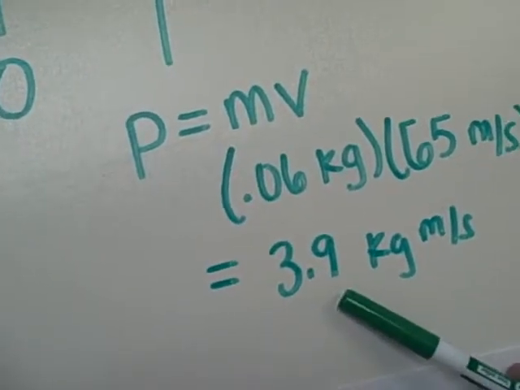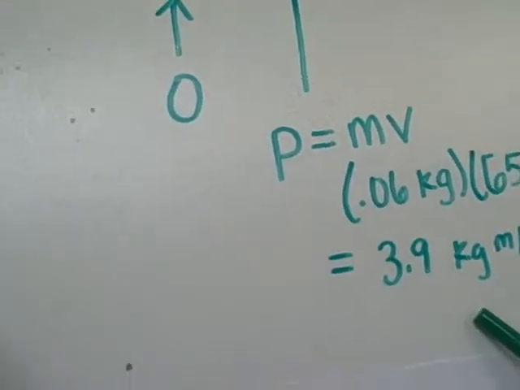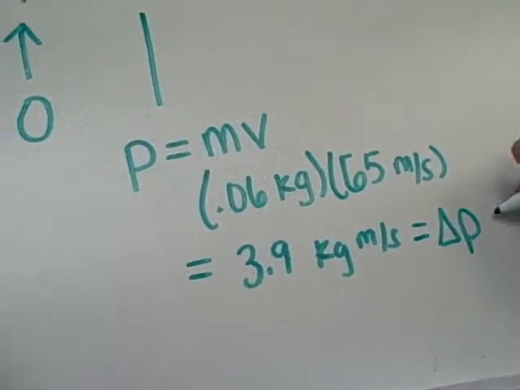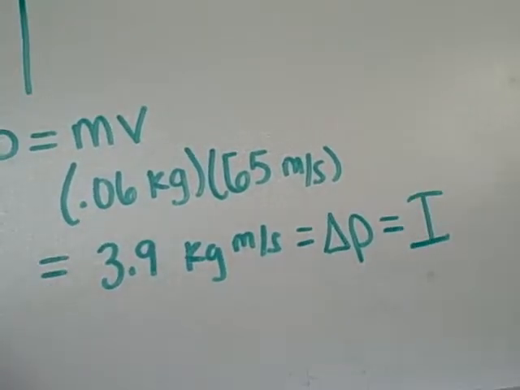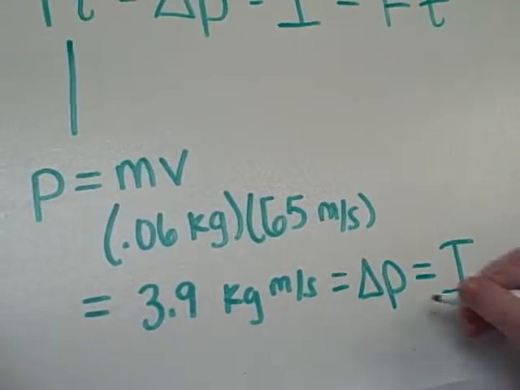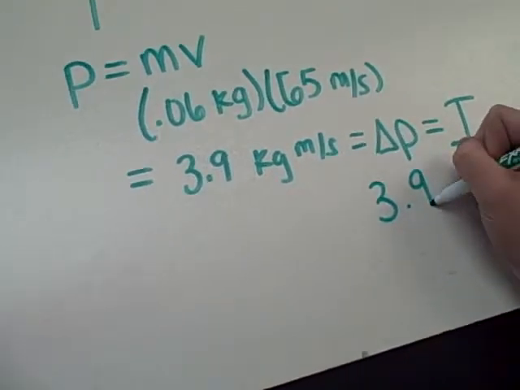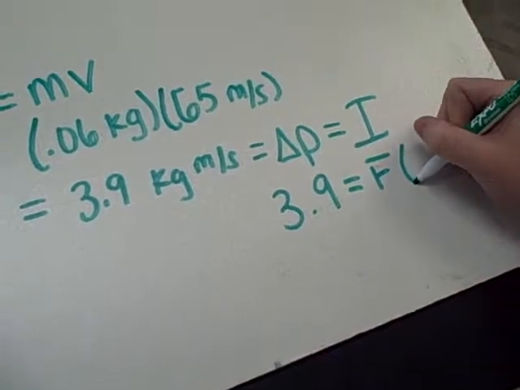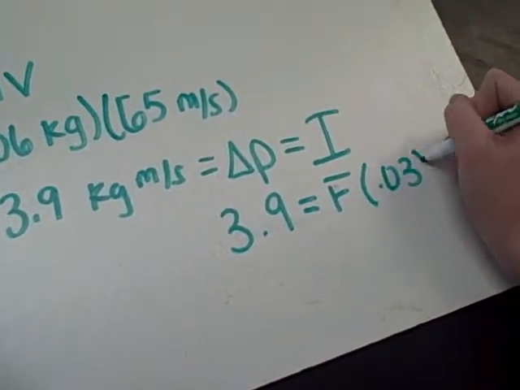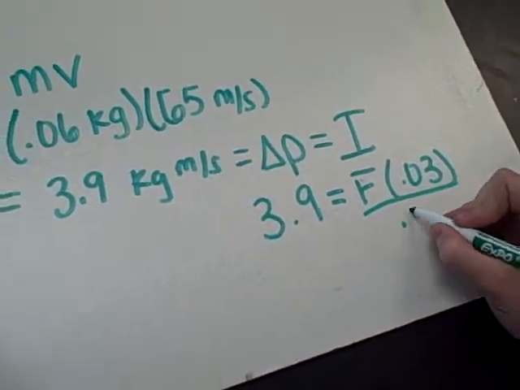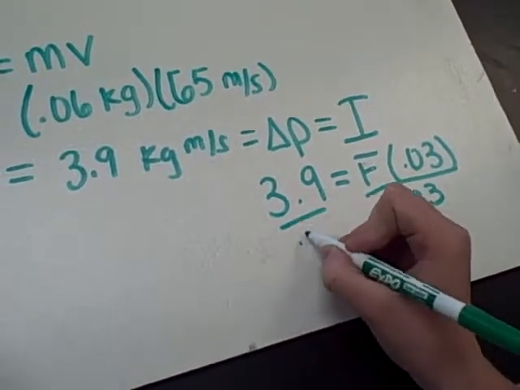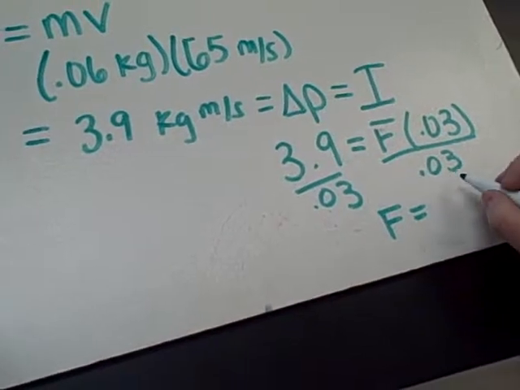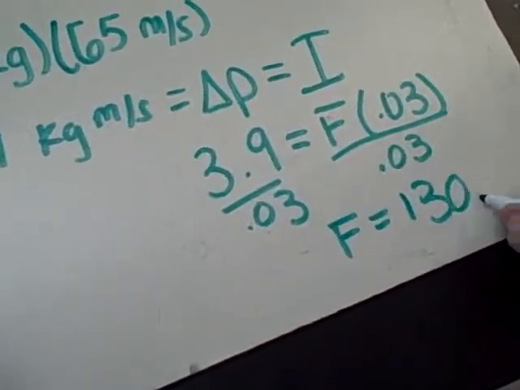Since 3.9 minus 0 equals 3.9, that equals the change in momentum, which also equals impulse. So 3.9 equals force times time, which is .03 seconds. When you divide by .03 seconds, you get the force applied to the bat equals 130 newtons.